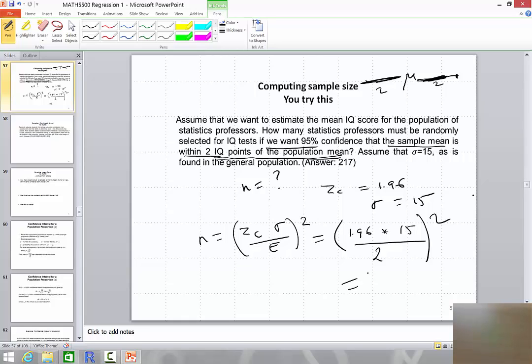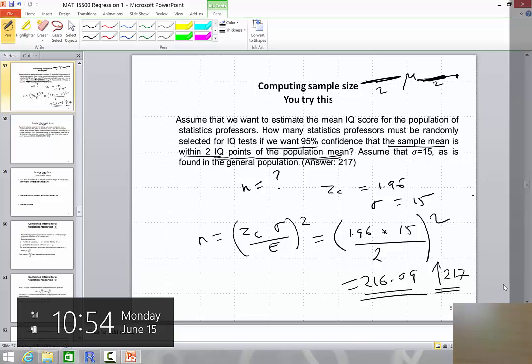So let me check how much that is. 1.96 times 15 divided by 2, squared. I got 216.09. If you use your rounding rule, then it is so tiny, so you'd do just 216 only, right? No, go up, make it 217. The number of people, the sample size, always round up. Okay, this is how it is.